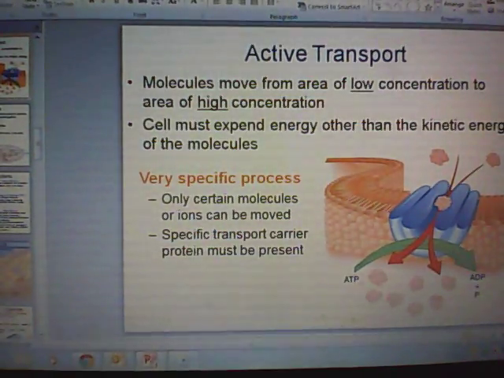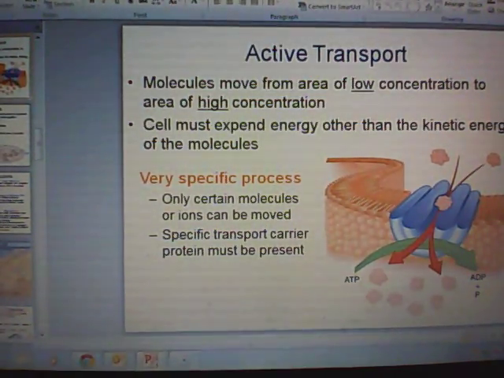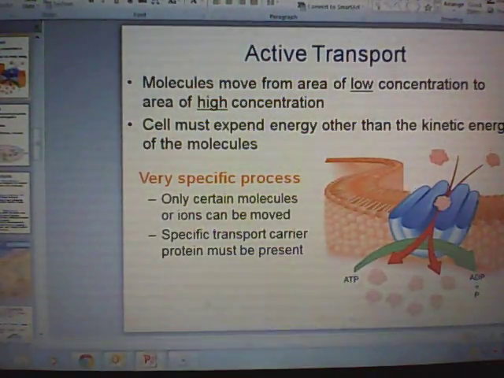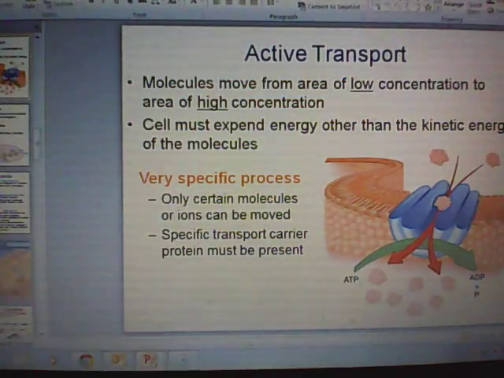This is like you want to get into a crowded room and you have to push your way through, and the energy you have to expend to get into the room. It's the same thing that happens with active transport. A lot of energy is expended to get to the other side.